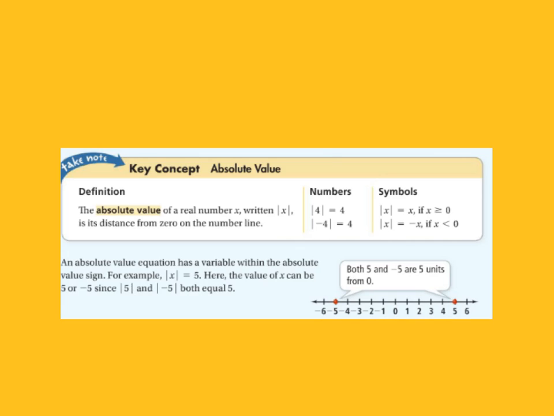Absolute value means distance from zero. So that means we always have a positive and a negative that can have the same absolute value answer. Just like 4 and -4, the absolute value of both of those would be 4 because it's distance. Distance is always positive.